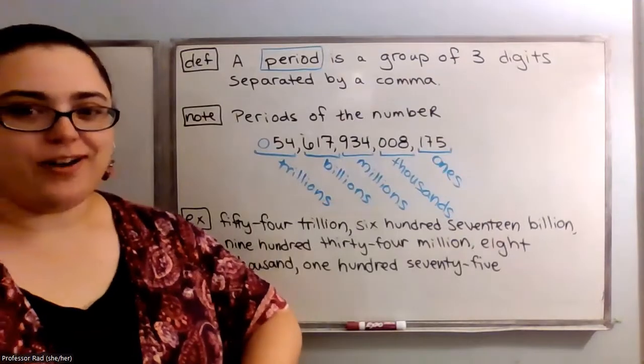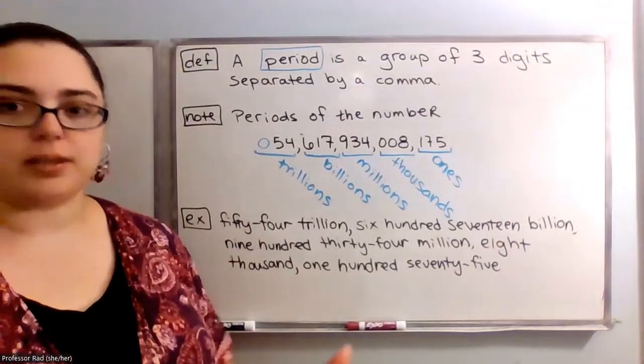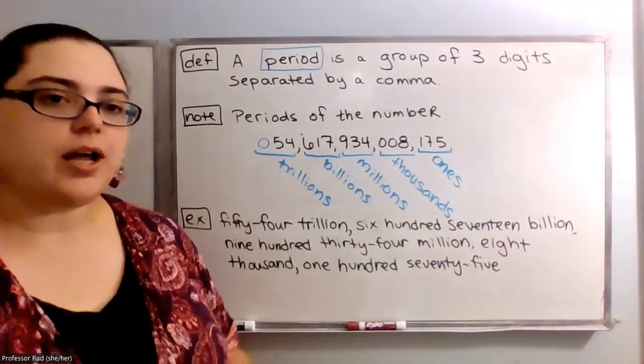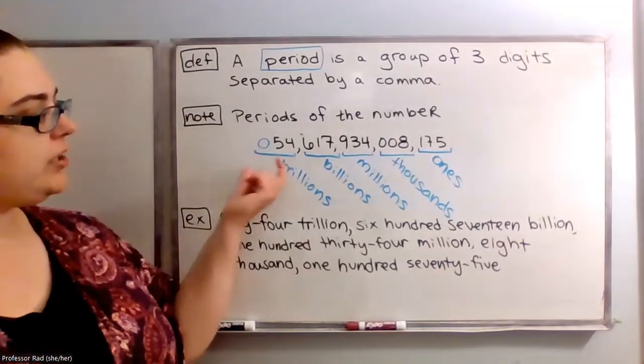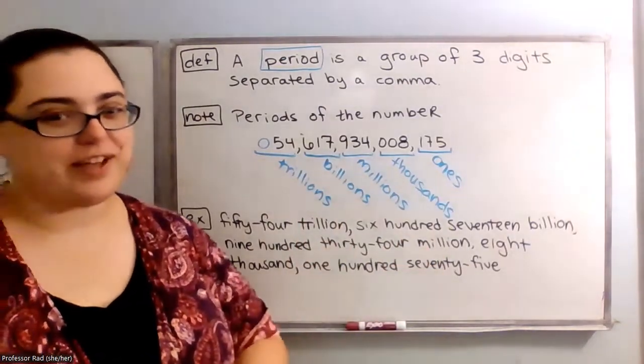All right, so that's going to wrap up this example and this video. We'll see some more examples of writing large numbers in the future. But in the next video, we're going to break down each of these periods into even smaller things. And we're going to call those things place values.